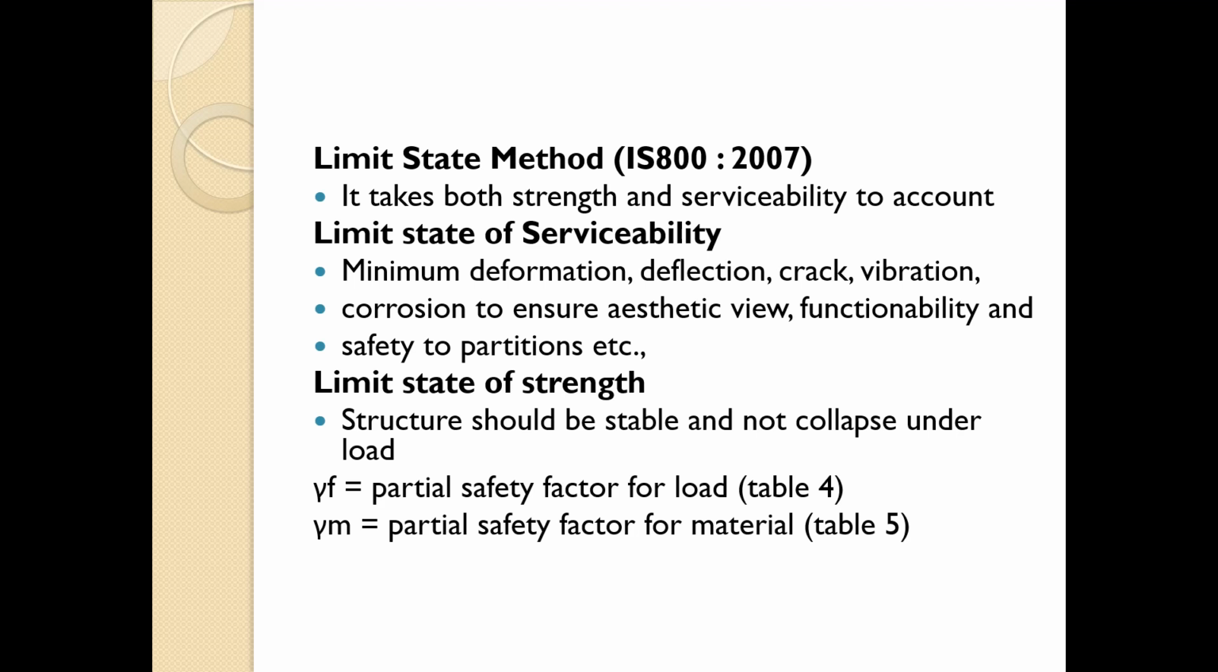The second is limit state of strength. In this the structure should be stable and not collapse under the load. These things are taken care of. There are two types of safety factors in the limit state method: rho F, which is for the load, and rho M, which is for the material.